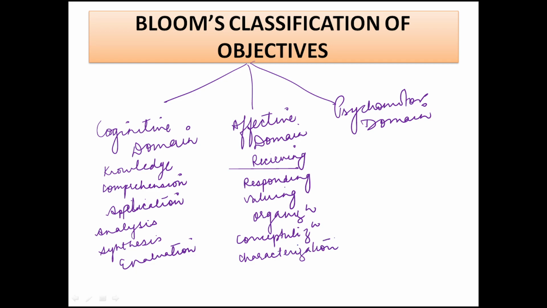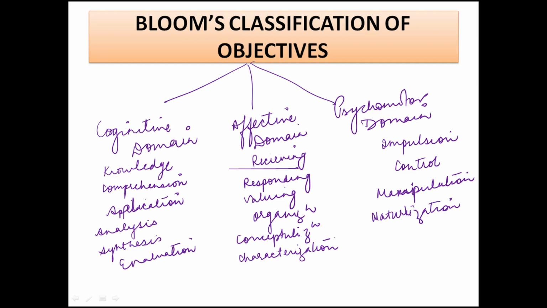In the psychomotor domain, it is the application part of anything we learn: impulsion, control, manipulation, naturalization, or you can say generalization, habit formation. So these terms can be used when we write any kind of teaching objectives.